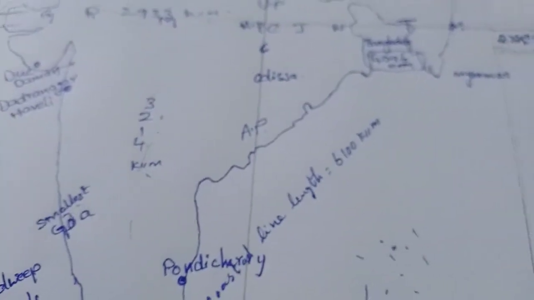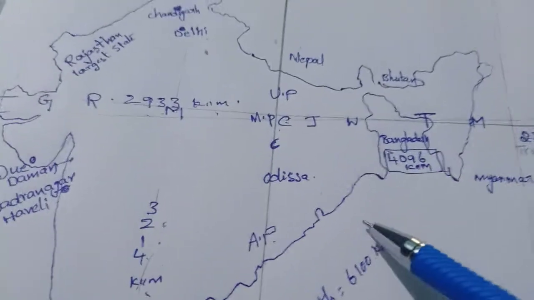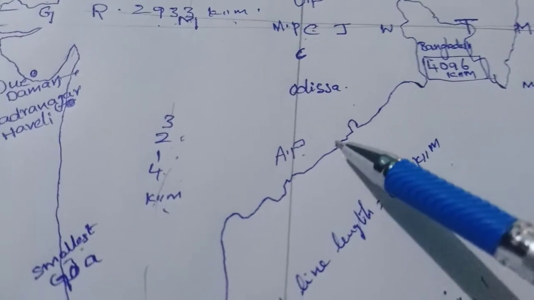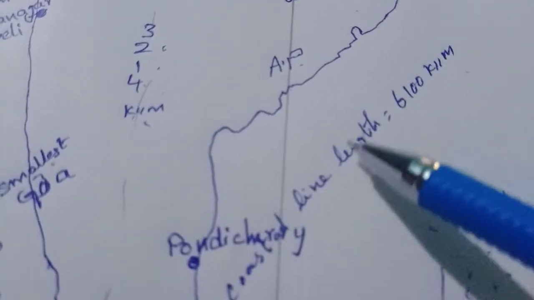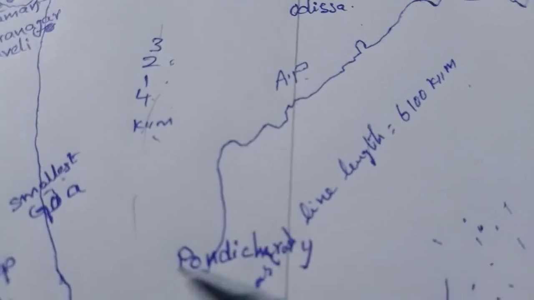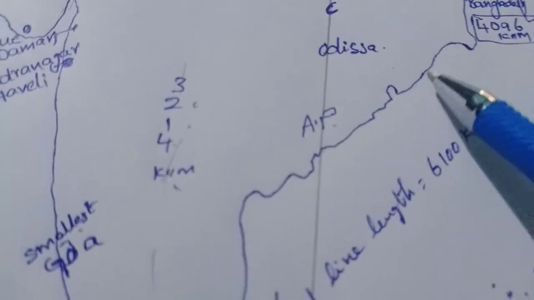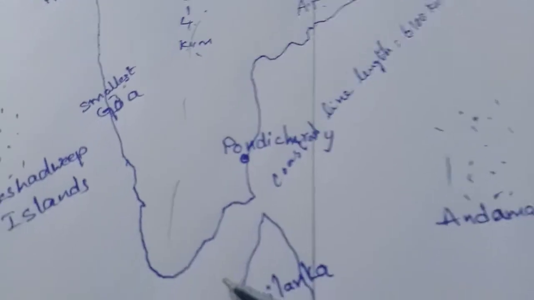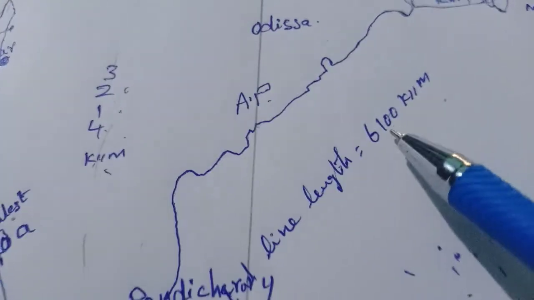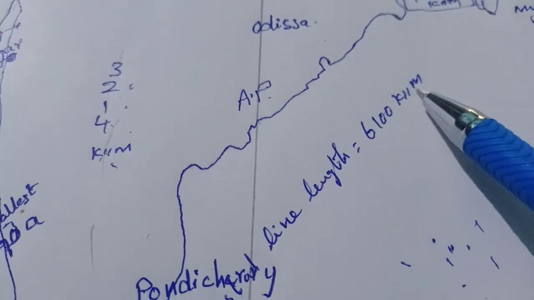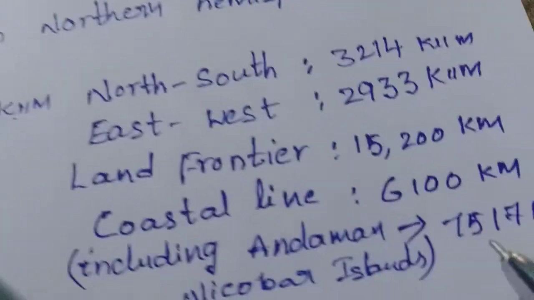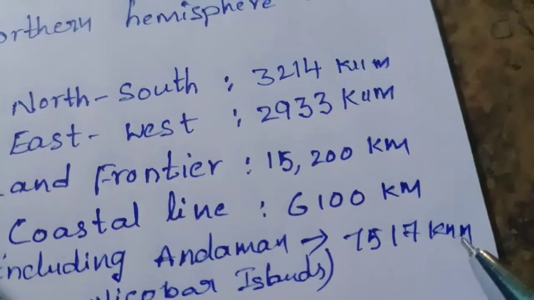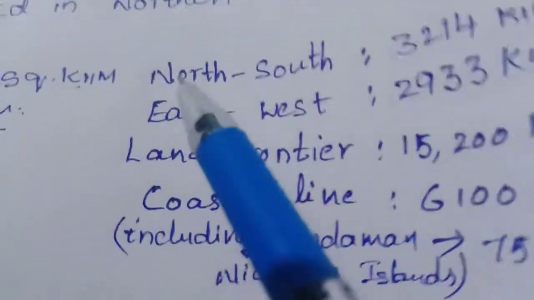Next one, coastal area. So this is the coastal area. What is meant by coastal area? The area which is near to the oceans or seas, we call it coastal area. The coastal line of India is 6,100 kilometers, including Andaman and Lakshadweep Islands, 7,517 kilometers.